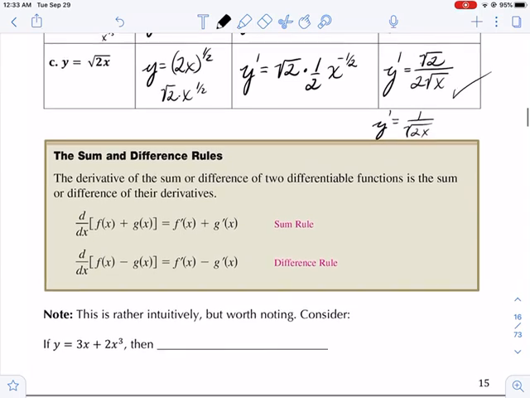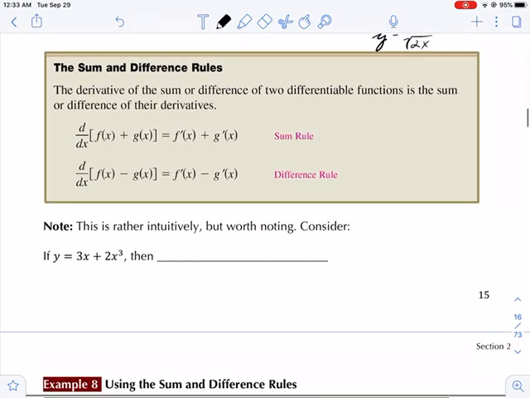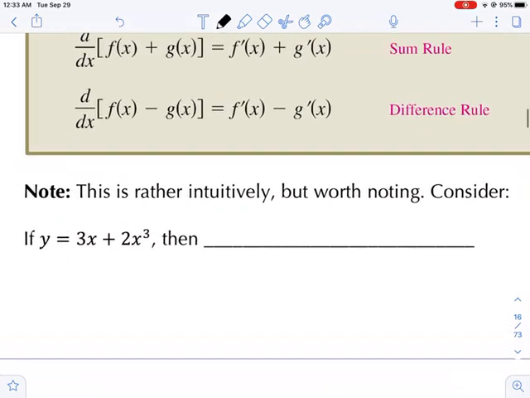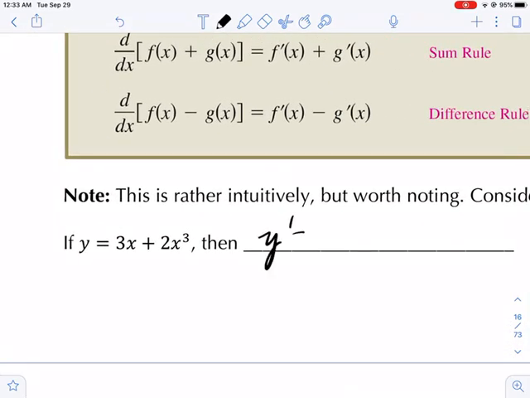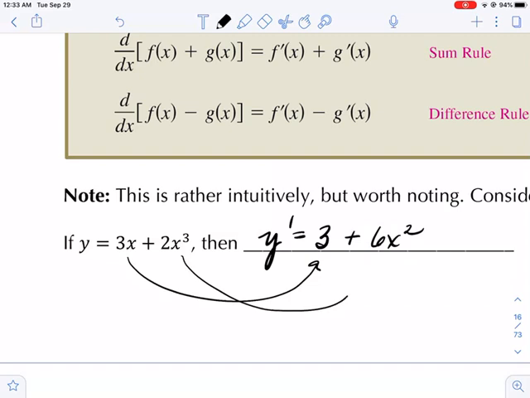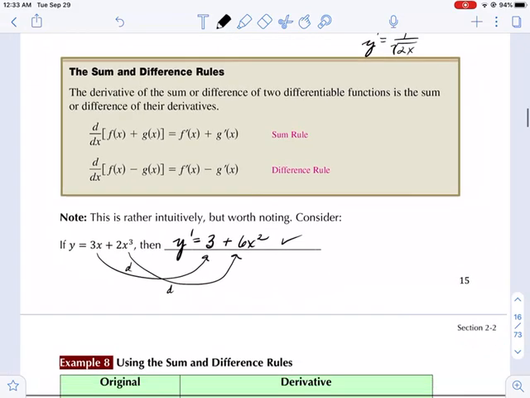Okay. So now you have your sum and your difference rule. This is pretty intuitive, but worth noting though. If you have y is equal to 3x plus 2x cubed, then you can probably guess that if we're going to find y prime, it is equal to 3, the derivative of the 3x, and then just plus 6x squared. That would be the derivative, I should put a d here for derivative, of the first term.